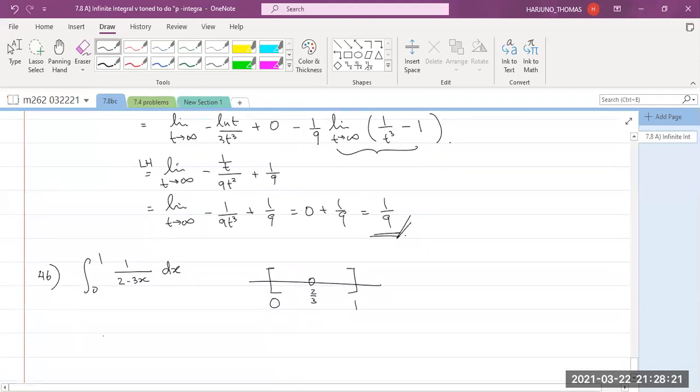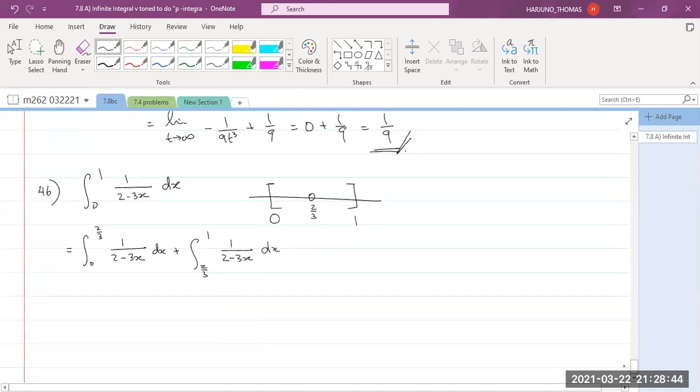Now let's do this one. So I will break it up there. Integral from 0 to 2/3 of 1/(2 minus 3x) dx plus integral from 2/3 to 1 of 1/(2 minus 3x) dx. Okay, now apply the limit, but again, make sure that you don't use the same variable for the limit. This is the limit t going to 2/3 from the left-hand side, integral from 0 to t of dx over 2 minus 3x, plus the limit s going to 2/3 from the right-hand side, integral from s to 1 of dx over 2 minus 3x.